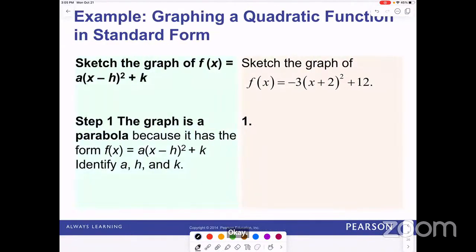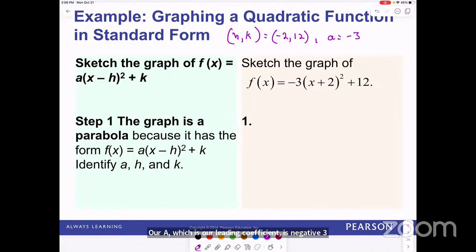Here we're asked to sketch the graph of the quadratic. We're fortunate because it's already in standard form. So let's identify the information that we get from the standard form. The coordinates of our vertex are h comma k. Keep in mind that the standard form is x minus h, so this is really x minus a -2, so h is -2, and our k is 12. Our a, which is our leading coefficient, is -3, so the parabola opens downward. The vertex is -2, 12, which puts us in quadrant 2, and it opens downward.